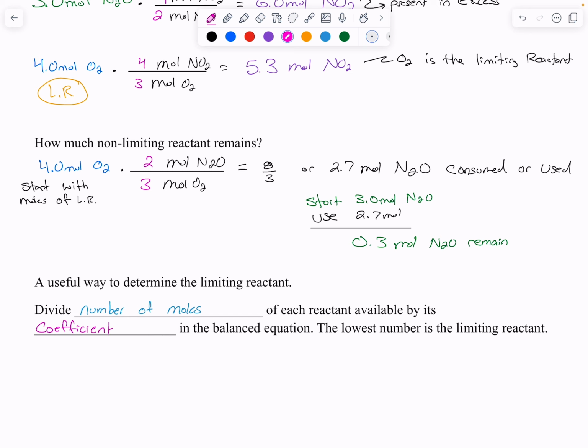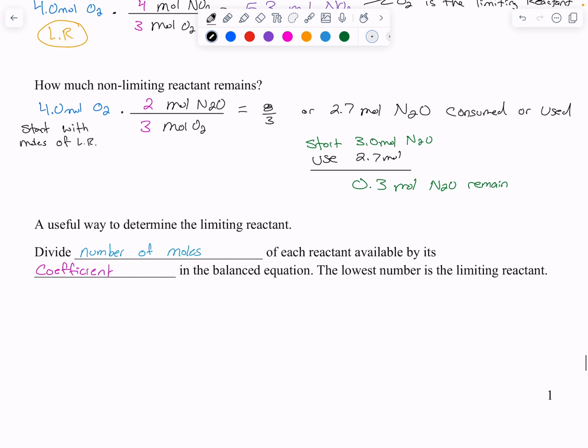In the balanced equation, the lowest number is the limiting reactant. All right? Well, if we remember, we had N2, O2, and O2, and the coefficients were 2, 3, and 4. And we had 3.0 moles, and we had 4.0 moles.